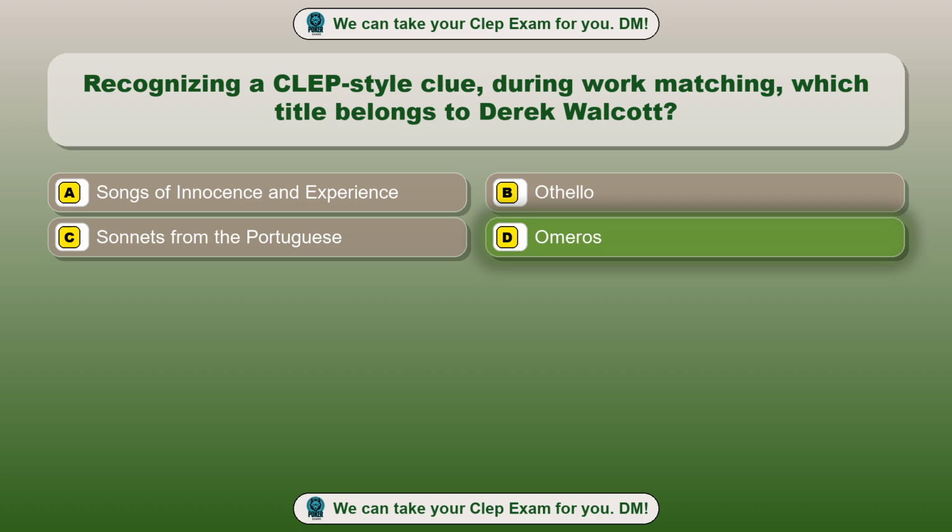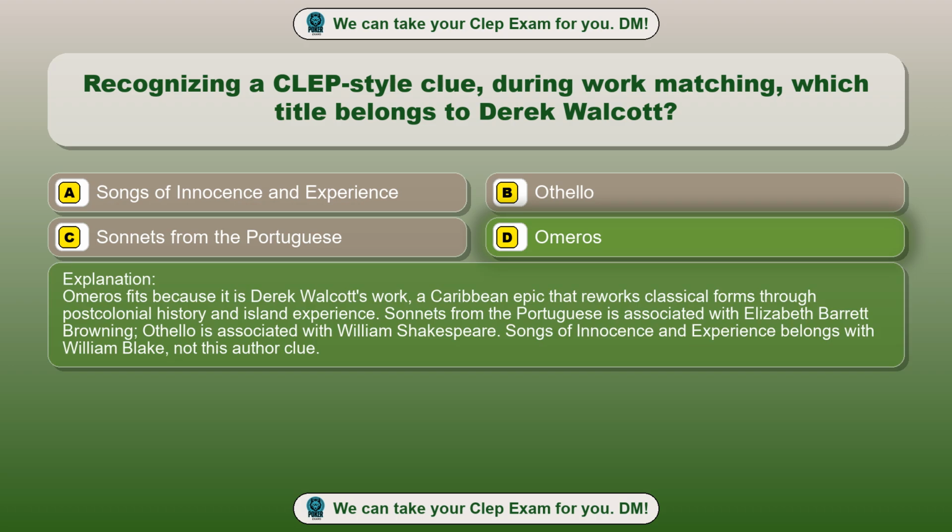Omeros. Omeros fits because it is Derek Walcott's work, a Caribbean epic that reworks classical forms through post-colonial history and island experience. Sonnets from the Portuguese is associated with Elizabeth Barrett Browning. Othello is associated with William Shakespeare. Songs of Innocence and Experience belongs with William Blake, not this author clue.